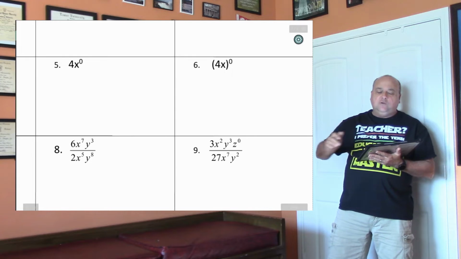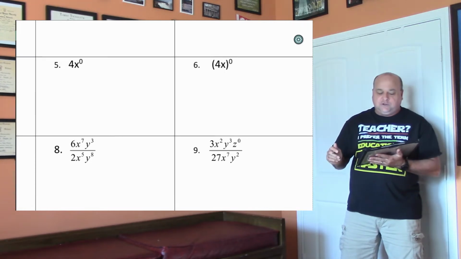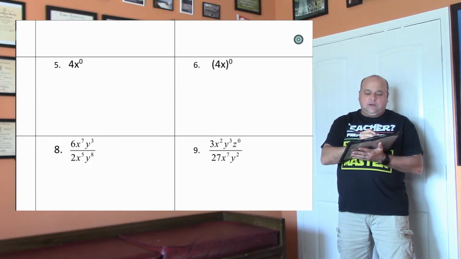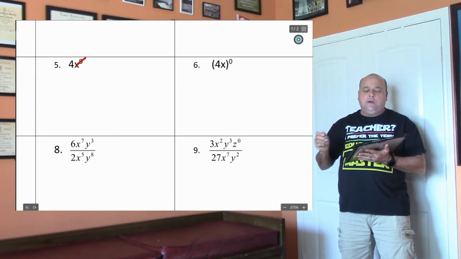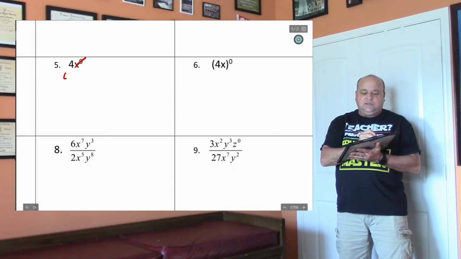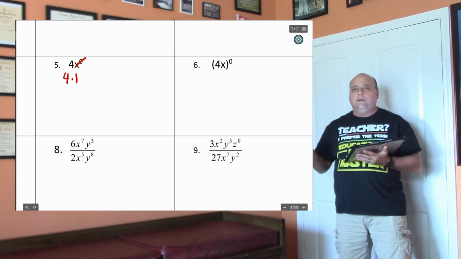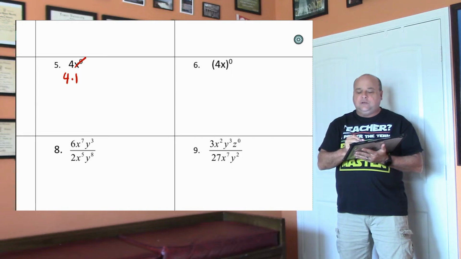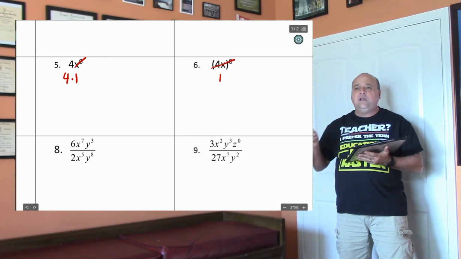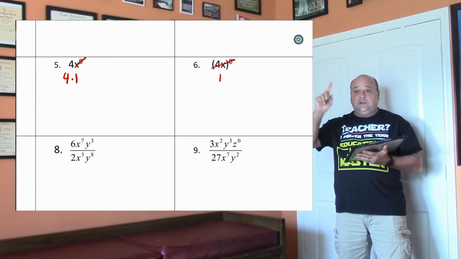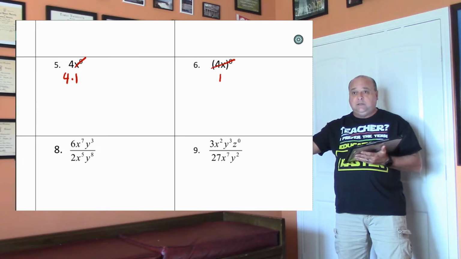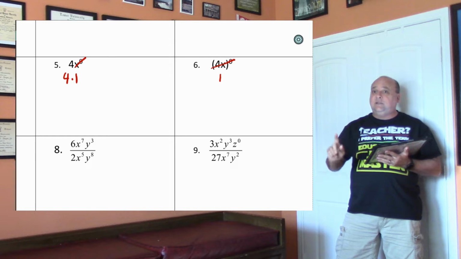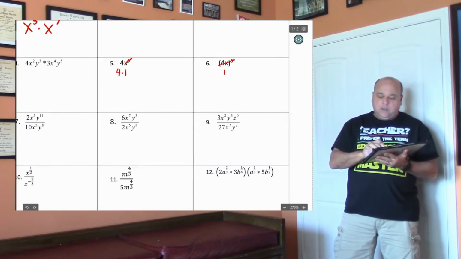Very quickly, I'm going to do 5 and 6 for you to show you the difference. On number 5, the only thing to the 0 power is the x. I would mark through it that way. This is going to turn into 4 times 1. On number 6, the whole thing is to the 0 power, so that whole thing turns into 1. Do y'all see the difference between 5 and 6? That's very important. Only the part that has the 0 power turns into 1.